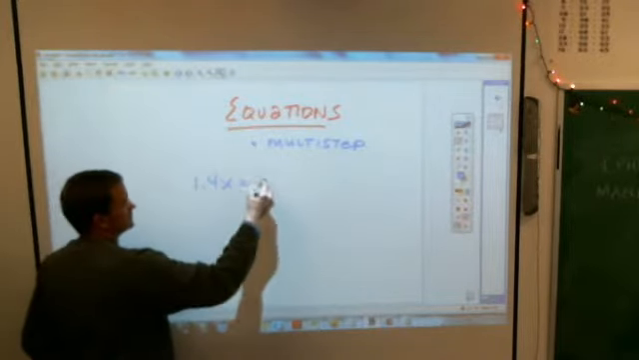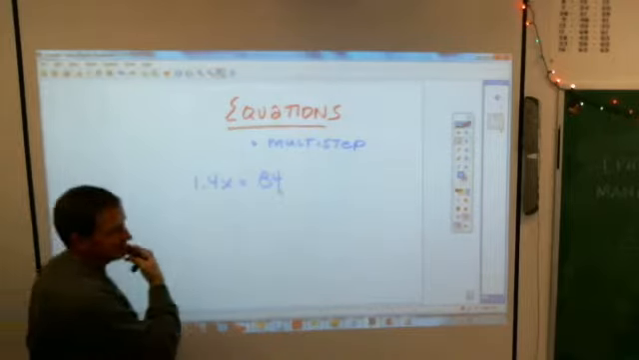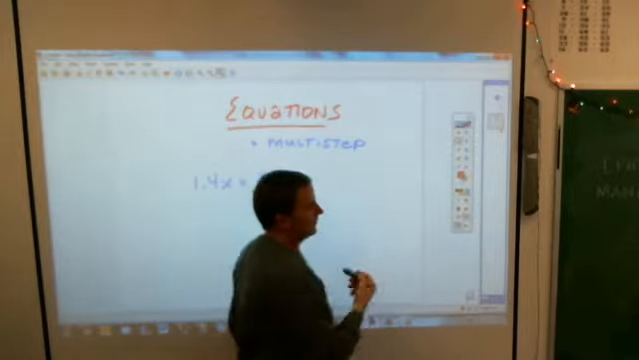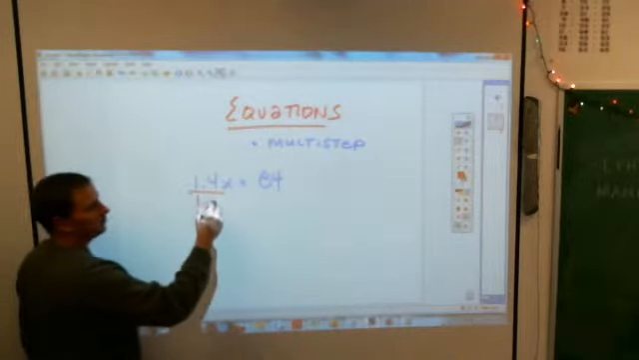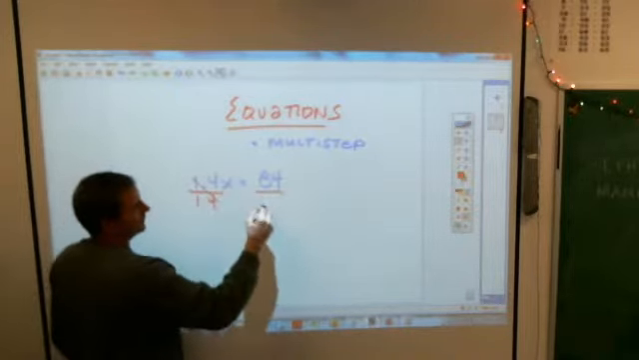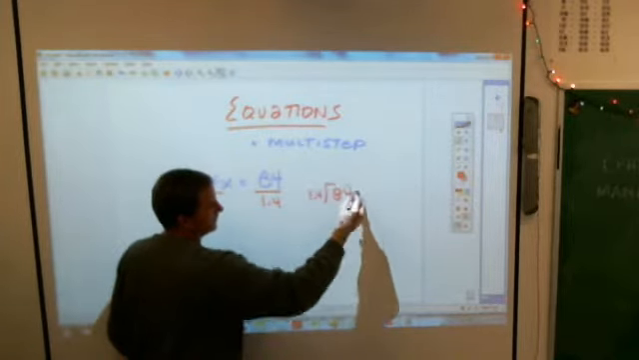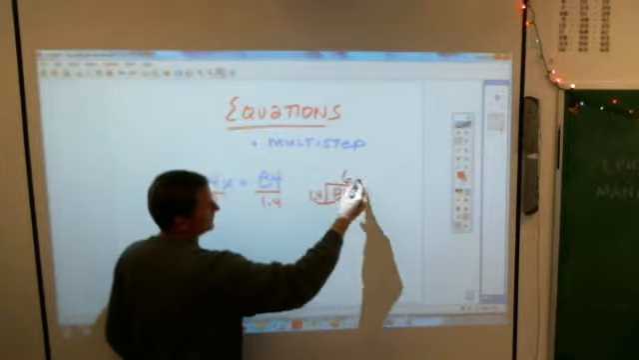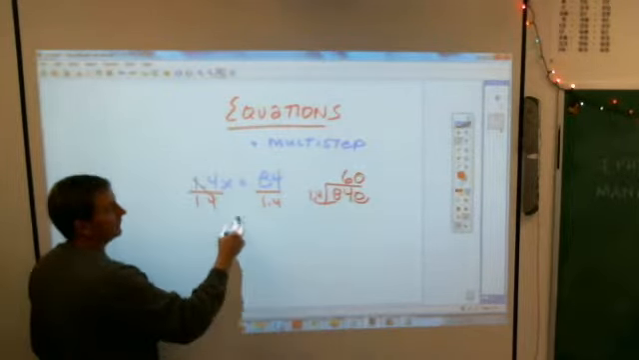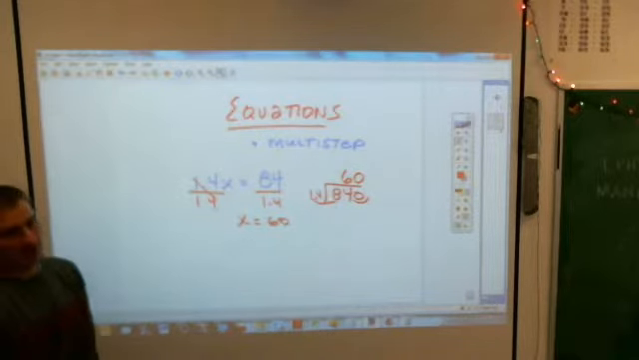1.4x equals 84. And he said I didn't get the right thing because I did whatever, but with equations, you do the opposite. This only took one step to solve. You divide 84 by 1.4. Add a decimal, add a 0, move the decimal over, what is this? 60. X equals 60. It only took me one step to solve that.